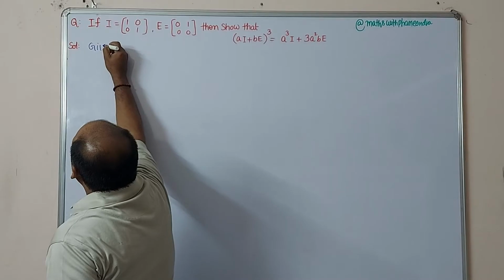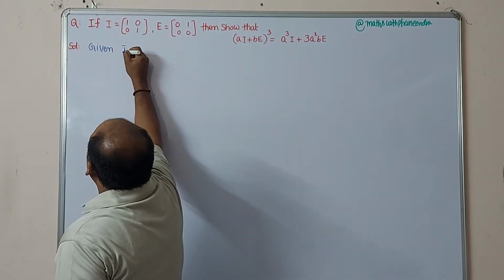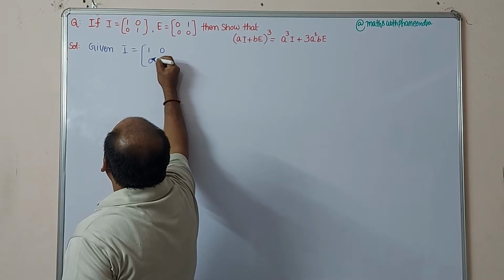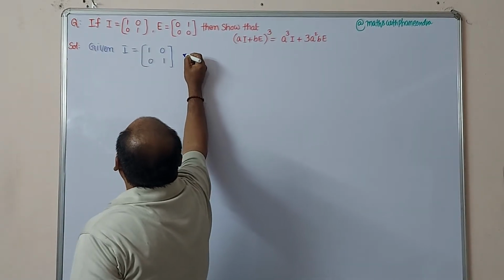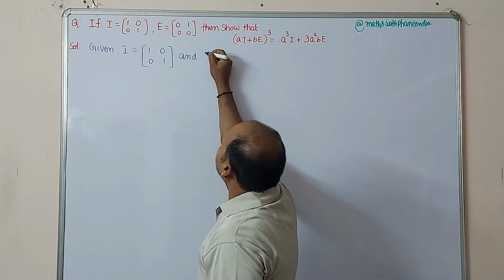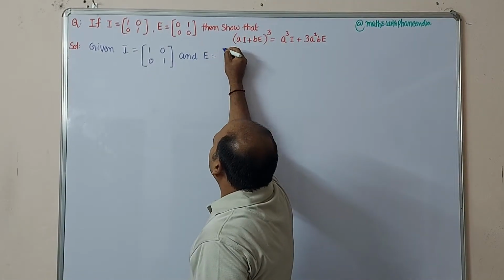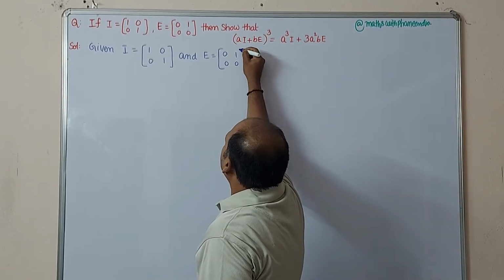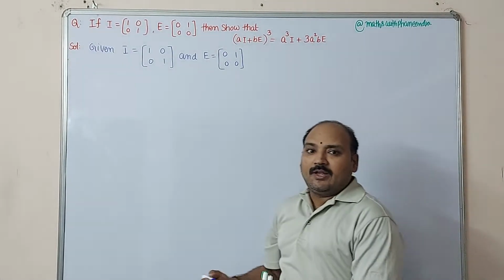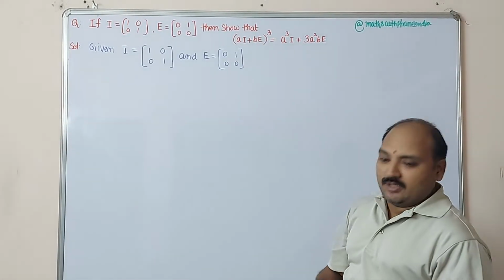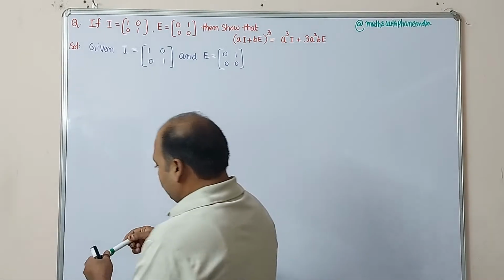Given I equal to [[1, 0], [0, 1]] and E value is also given. E equal to [[0, 1], [0, 0]]. Later, calculate the value of aI plus bE.